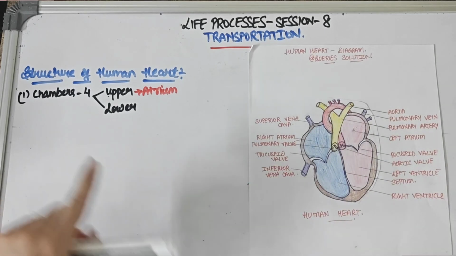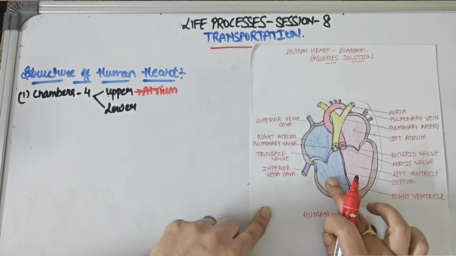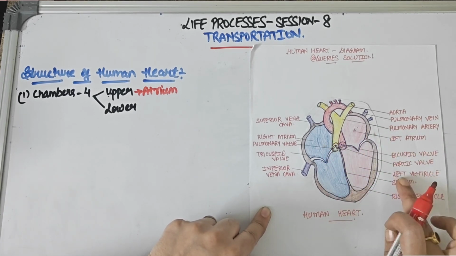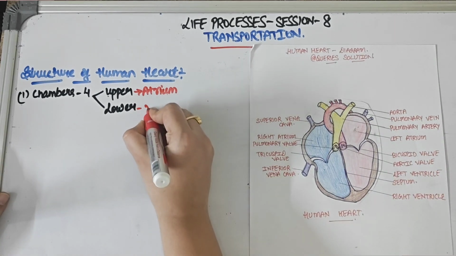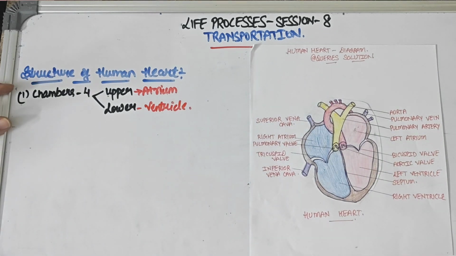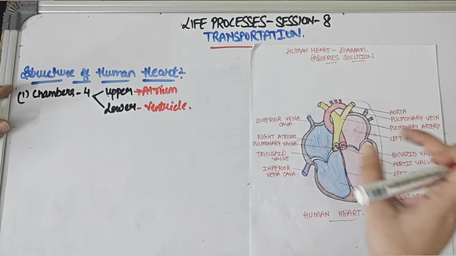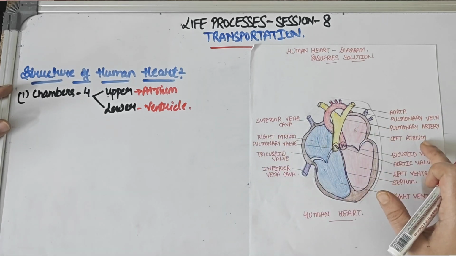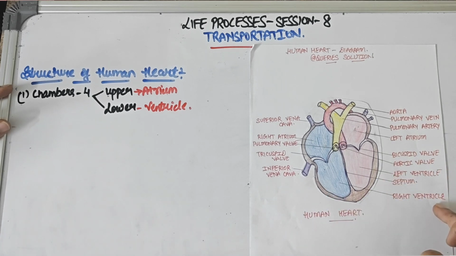Okay, so to continue, the upper two chambers here are known as atrium, and the lower two chambers that you can see here are known as the ventricle, the left ventricle and the right ventricle. So the lower chambers are known as the ventricles. This was about the chambers of the heart. The human heart has four chambers: two at the upper left and right known as atrium, and two at the lower left and right known as the ventricles.